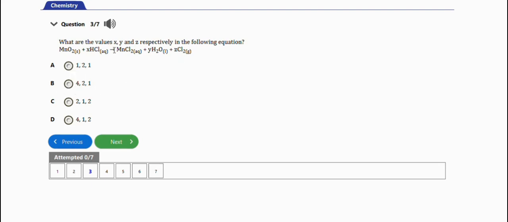So when you put these values respectively for X, Y, and Z, that's 4, 2, and 1, you're going to have a balanced equation for this reaction. So that's it for this question. Next separate question will be this one.